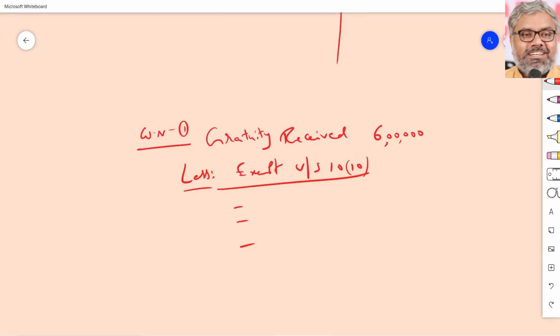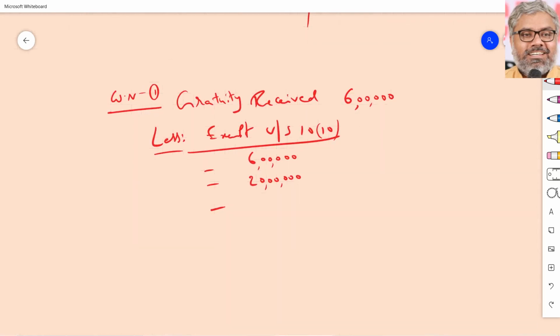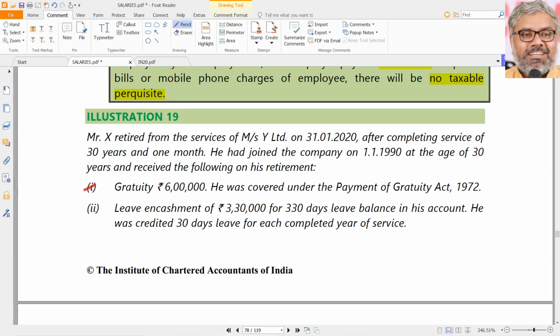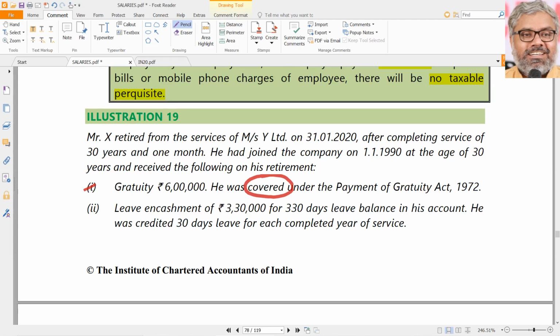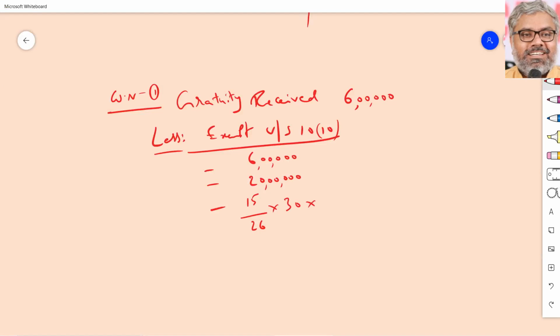What are the calculations? Once again, actual gratuity received 6 lakhs. Statutory amount, you have to write all these things. Statutory amount 20 lakhs. Not just amounts, you have to write the description. Actual gratuity received 6 lakhs. Statutory limit 20 lakhs. And then the other calculation depends upon whether he is covered by the Payment of Gratuity Act or not. Yes, he is covered by the Payment of Gratuity Act, which means the calculation will be 15 by 26 into last drawn salary into number of completed years of service or part thereof in excess of 6 months. But here there is no part thereof in excess of 6 months, so number of completed years of service is 30. Last drawn salary here is how much?